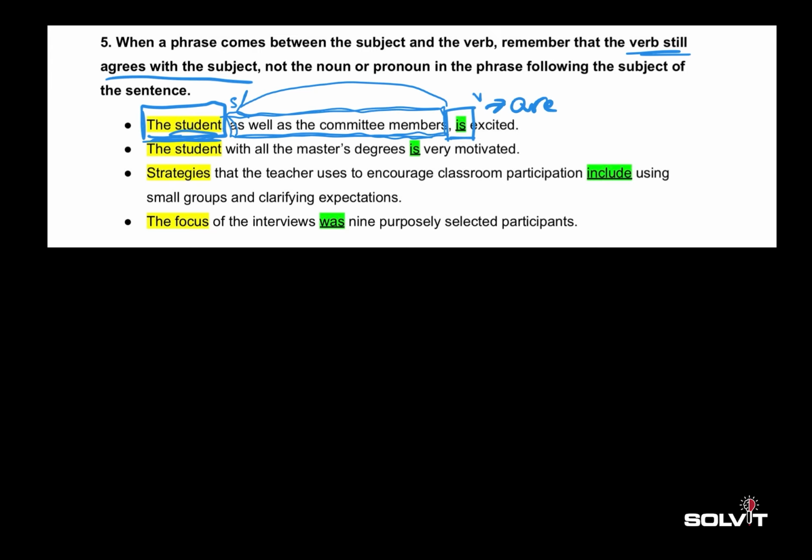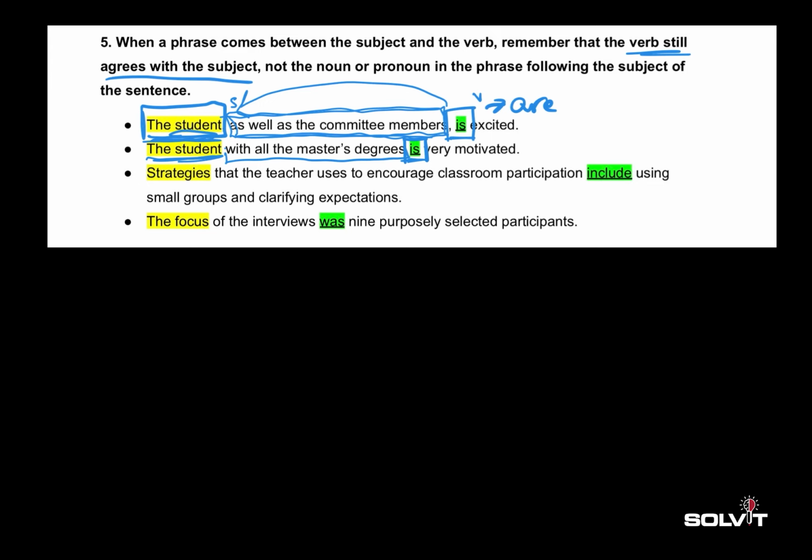Okay, again, our subject is the student and our verb is the word is. Now, there's an extra phrase over here that we're not going to take into consideration because our subject is still the student, which is singular. So our verb will also be singular, which means that our verb will be is, not are. So we cannot write that the student with all the master's degrees are very motivated. That's incorrect because we're still talking about one student, right? No matter how many master's degrees he has, we're still talking about one student.